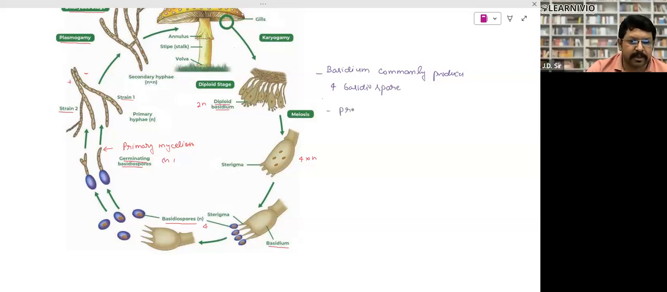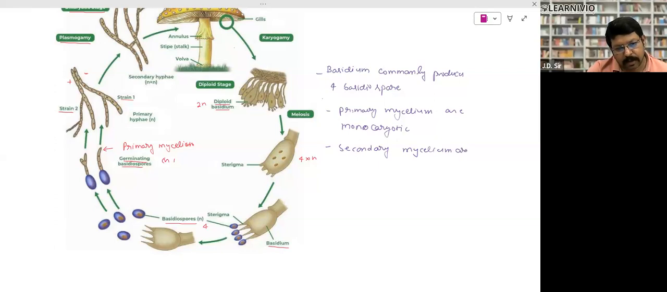And primary mycelium are monokaryotic, means they will have single karyotic, right? And secondary mycelium are dikaryotic. Dikaryotic means they will have 2 nuclei, n plus n, right? So that is the extra information which I need you to know.